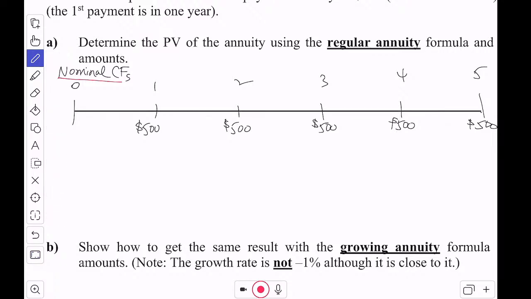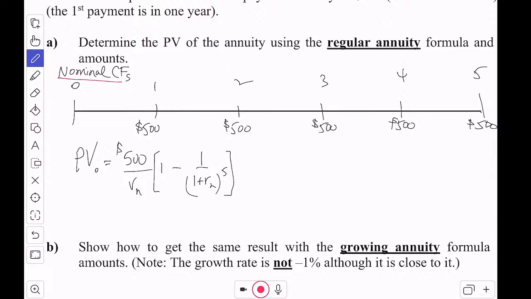And now I want to calculate the annuity with the regular formula using $500 and the nominal rate. And this will be for 5 periods. Right, so I need the nominal rate. How do I get the nominal rate?